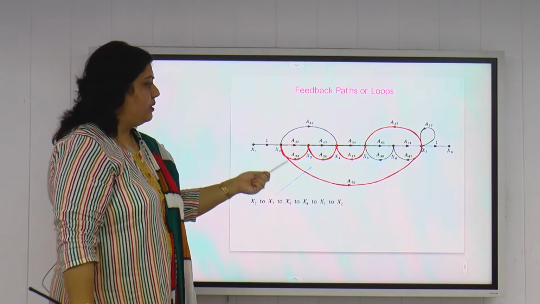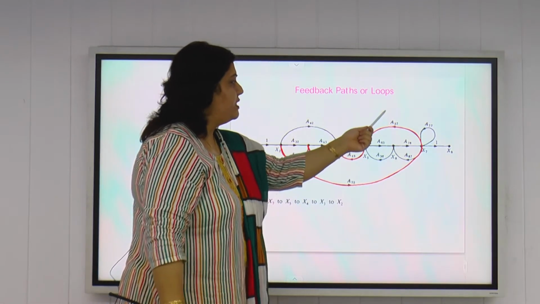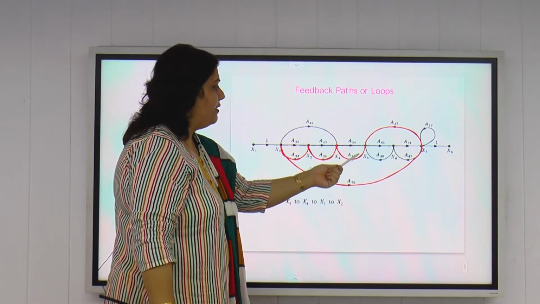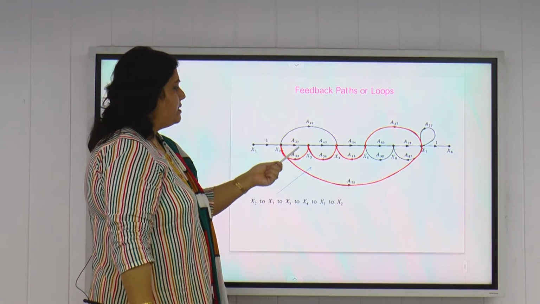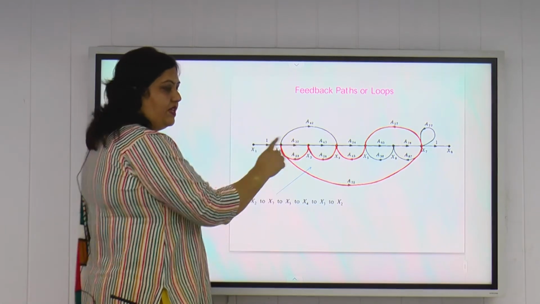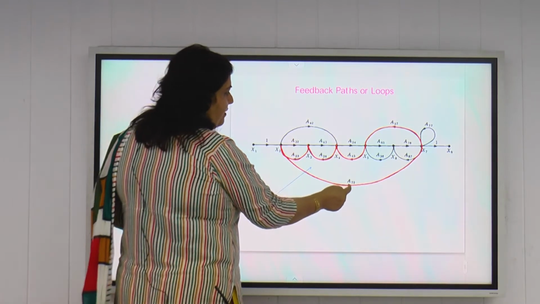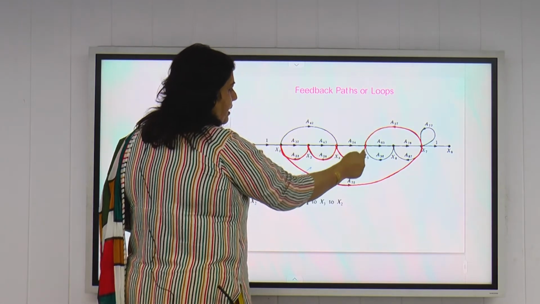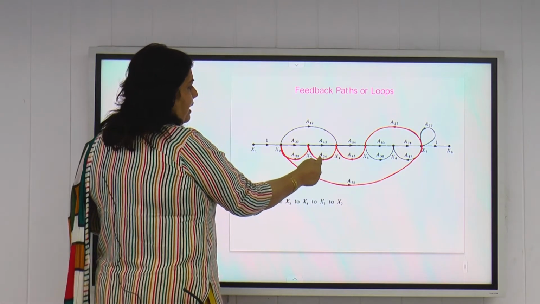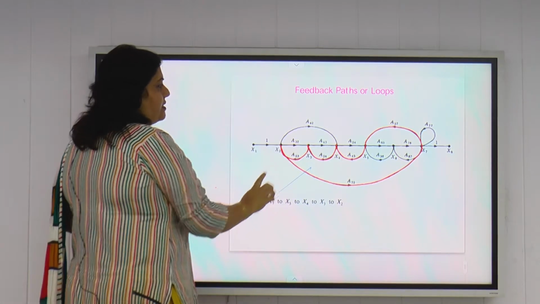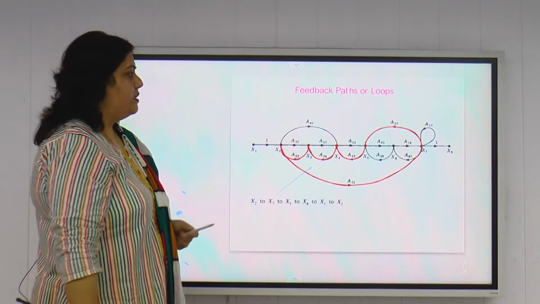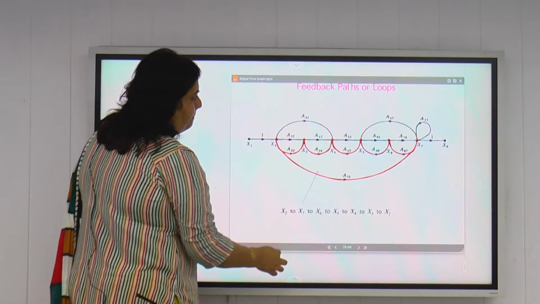We start from X2, then go to X7, then through this feedback of A57, we come to X5. Then to X4, then to X3 and then to X2. So the gain of this loop will be equal to A72 multiplied by A57 multiplied by A45 multiplied by A34 multiplied by A23. So this is a very important loop that is shown in the signal flow graph.